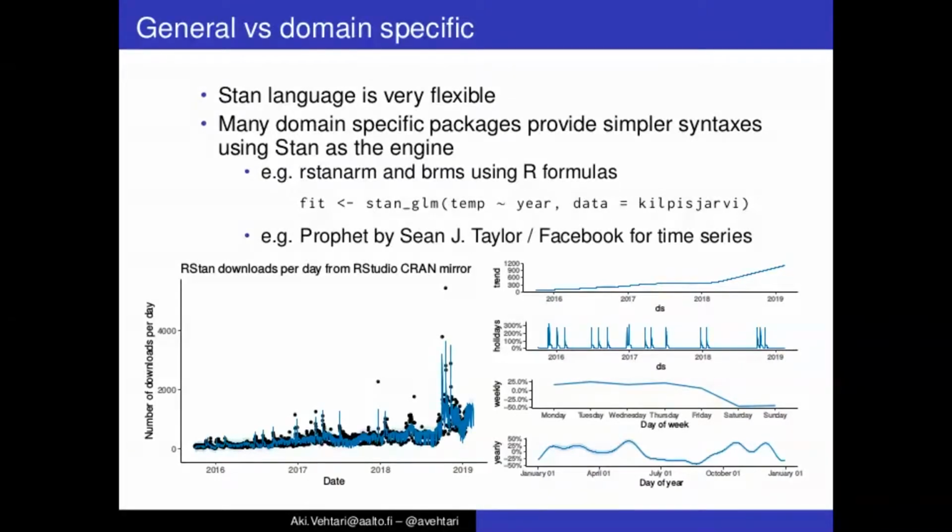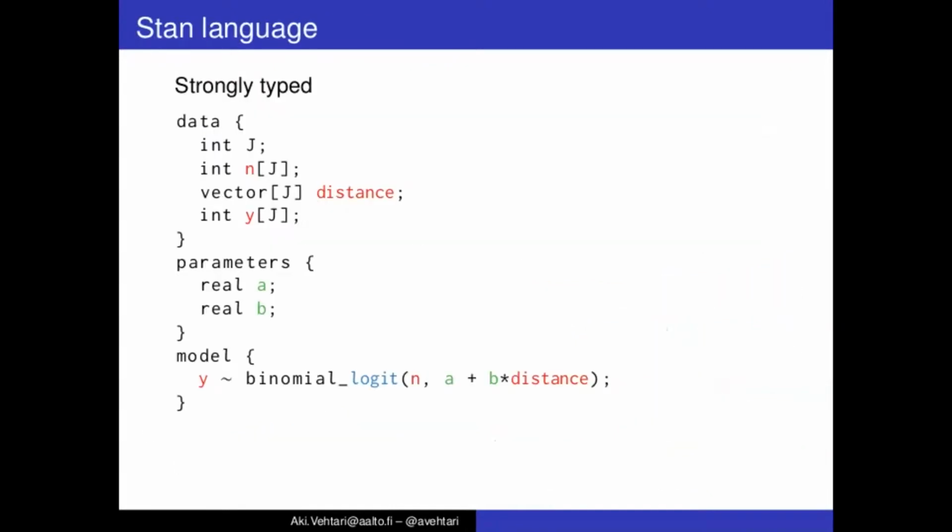There are also packages within R, like these RStanArm or BRMS, which are the most downloaded packages, and the third most downloaded package built on top of Stan is Prophet by Sean Taylor while he was working at Facebook, for time series. And so having this kind of flexible language engine makes it easy to make these kinds of packages where you can more simply describe that for time series we might want to have a global trend with possibly some change points, holiday effects, weekday effect, day of year effect, and so on. But it's possible to build also new packages and new probabilistic modeling tools on top of this very flexible Stan language.